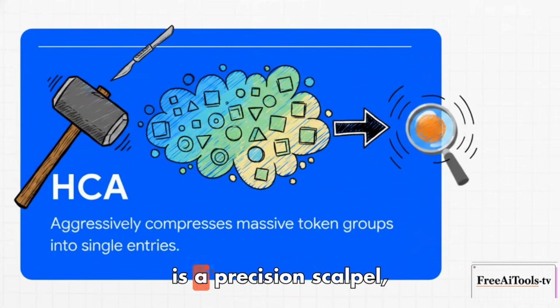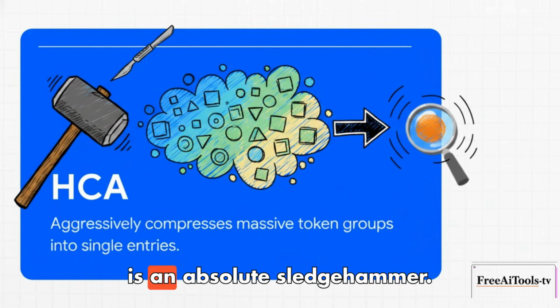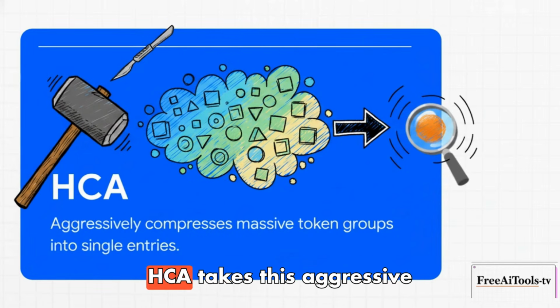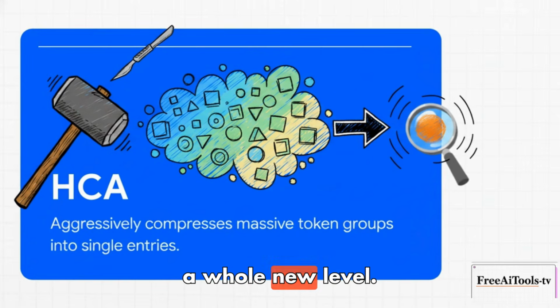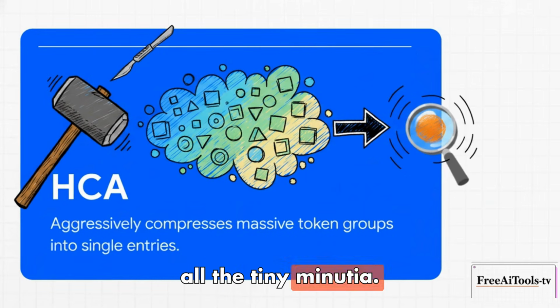Now, if CSA is a precision scalpel, heavily compressed attention, or HCA, is an absolute sledgehammer. HCA takes this aggressive compression to a whole new level. Instead of just compressing a few tokens, it grabs a massive group, say 128 tokens, which is basically an entire paragraph, and distills all of that down into a single entry. This gives the model a really cheap, broad global awareness of the entire document without getting bogged down in all the tiny minutia.